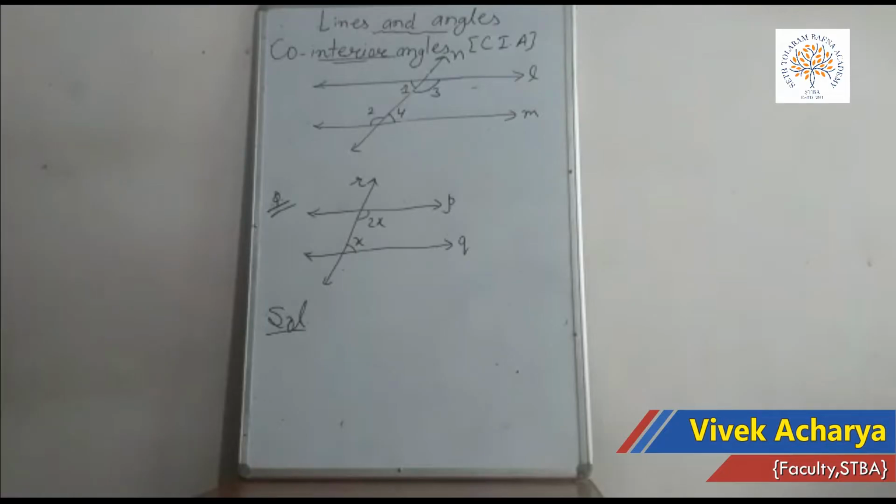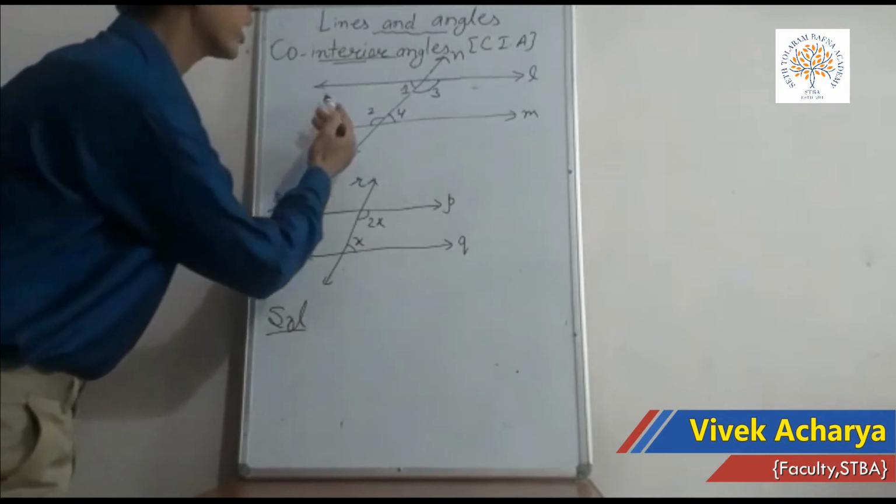Hello students, in the previous video we started an important topic, that is lines and angles. Children, in that video I explained some types of angles: corresponding angles, alternate angles and also vertical opposite angles. Now, one more angle type, co-interior angles, I am going to explain today.